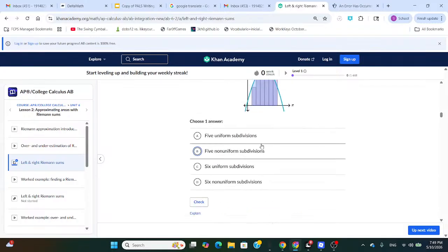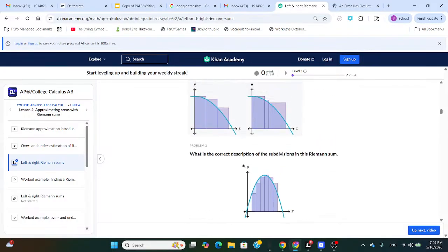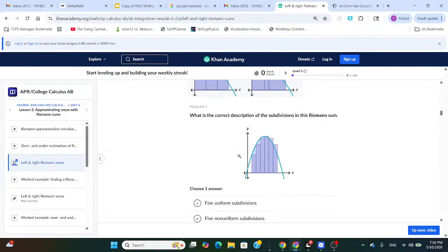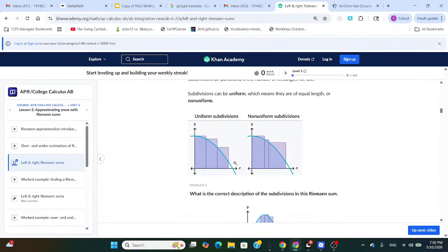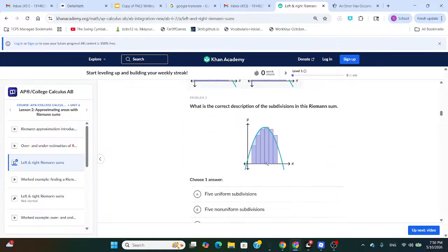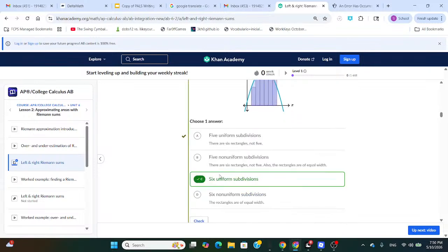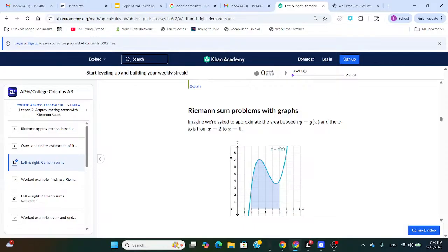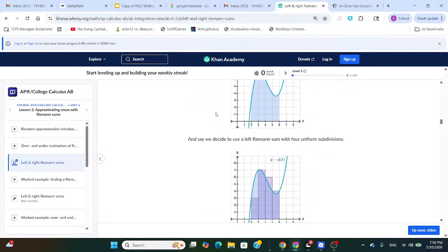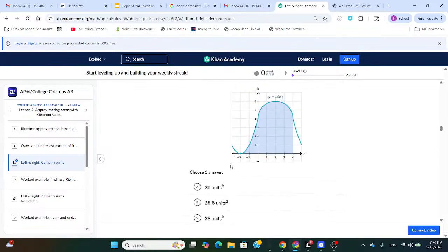Riemann, yeah. Subdivision, uniform, non-uniform. Oh, so it's uniform because they're the same length. 1, 2, 3, 4, 5, 6. 6 uniform subdivisions. Riemann sum problems with graphs, so it looks like this.